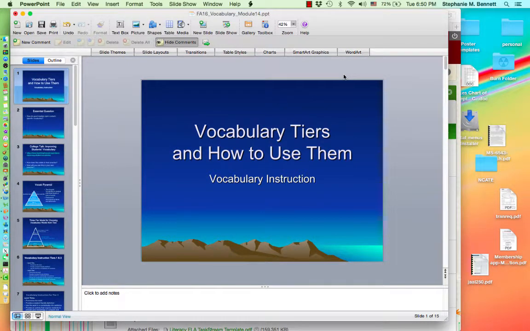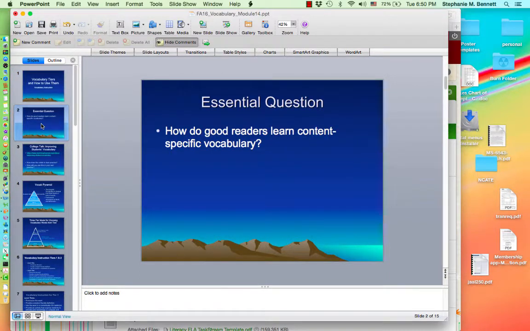So today I want to spend a little bit of time talking to you about vocabulary tiers and how to use them in your instruction. Our essential question for today is, how do good readers learn content-specific vocabulary?